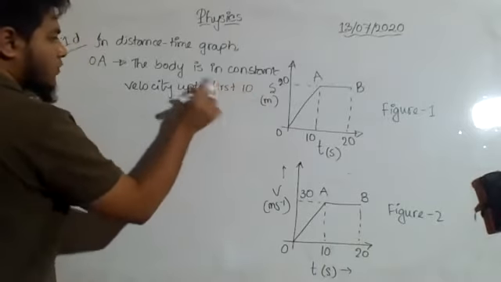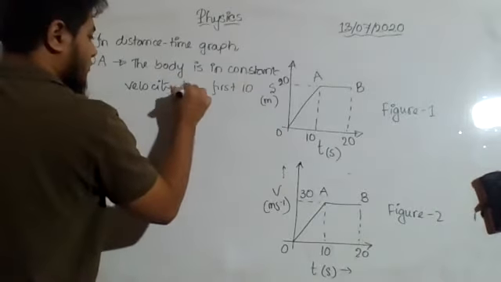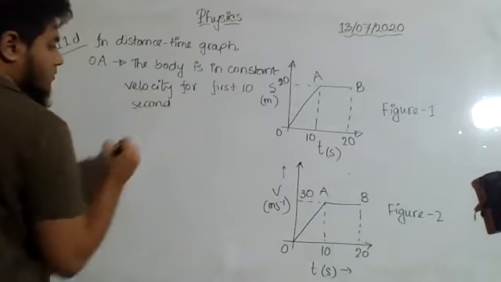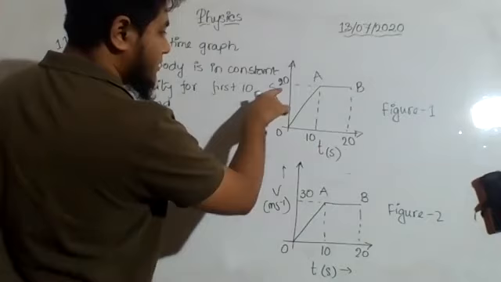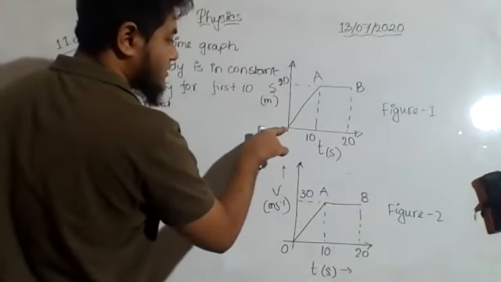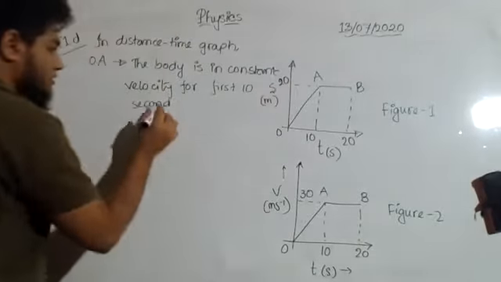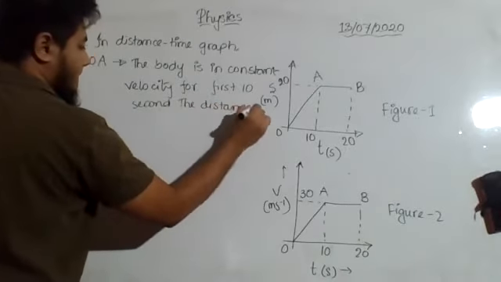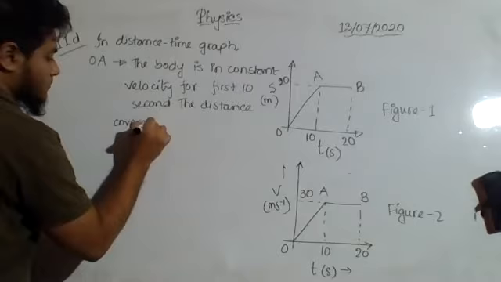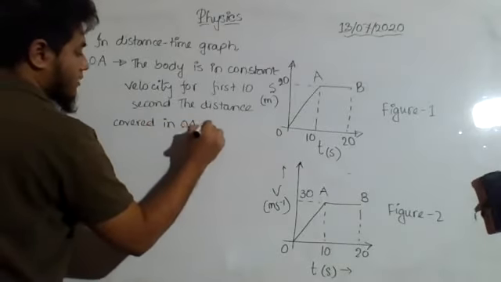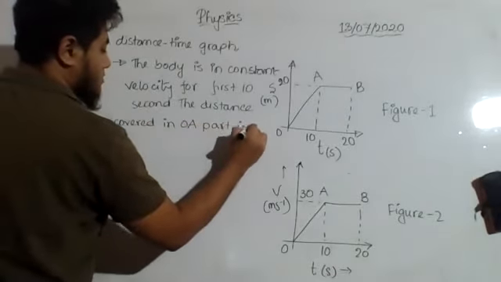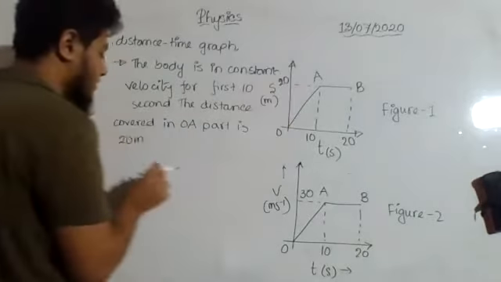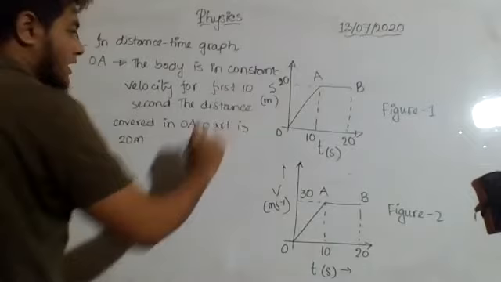For first 10 seconds. That's one of them. Okay, and within this 10 seconds, the body covers 20 meter of distance. See, from 0, it covers 20 meter of distance. The distance covered in OA part is 20 meter. The distance covered is 20 meter. So this is OA.